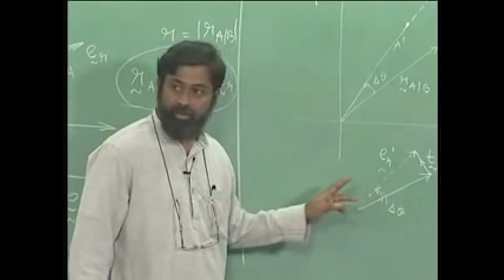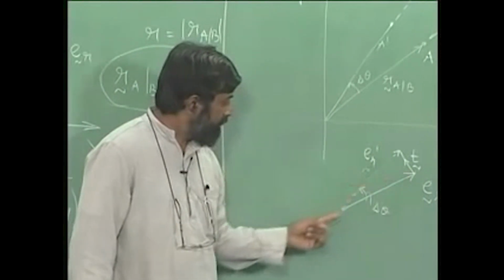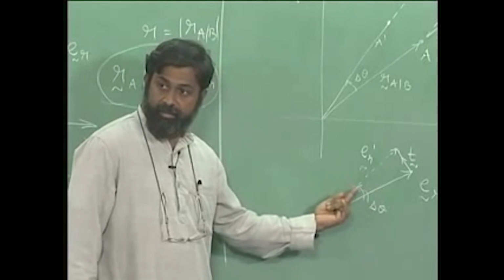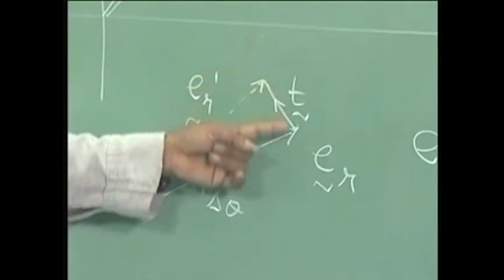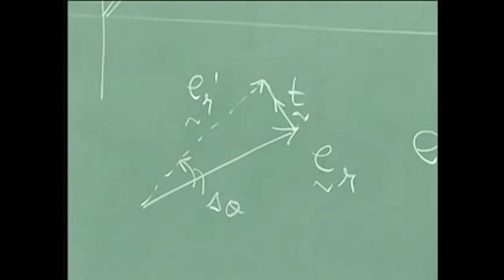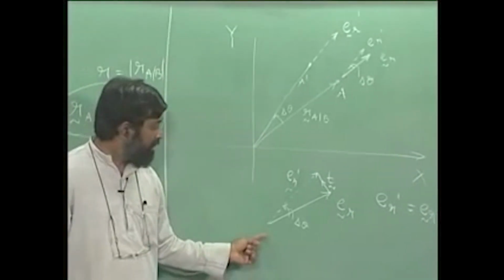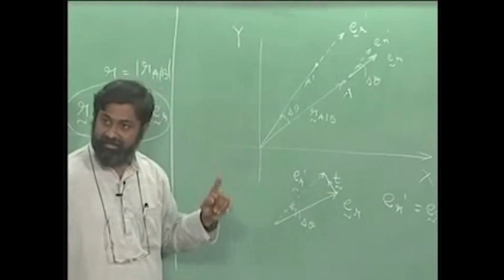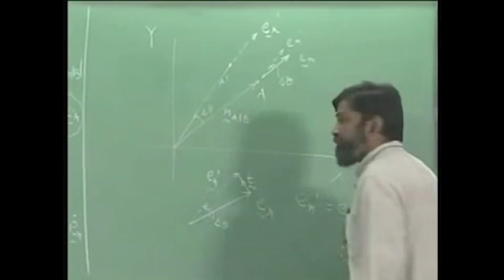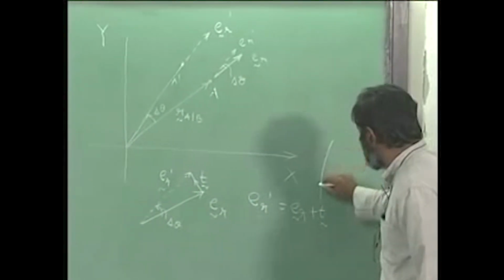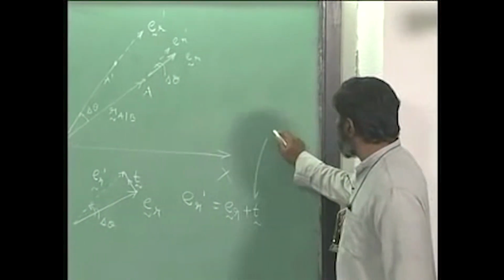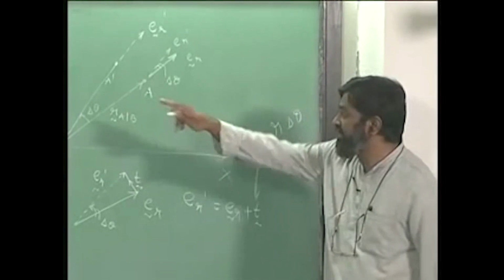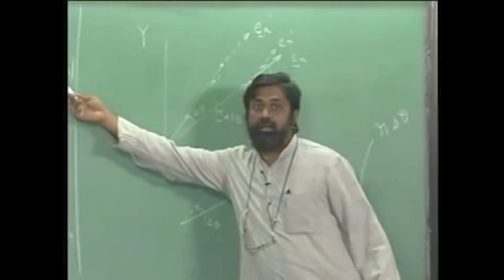Since this is a small rotation and this length does not change, the length of this vector T is R times delta theta, right. So, its magnitude is R times delta theta. You agree with me? Where R is the magnitude of R A with respect to B.